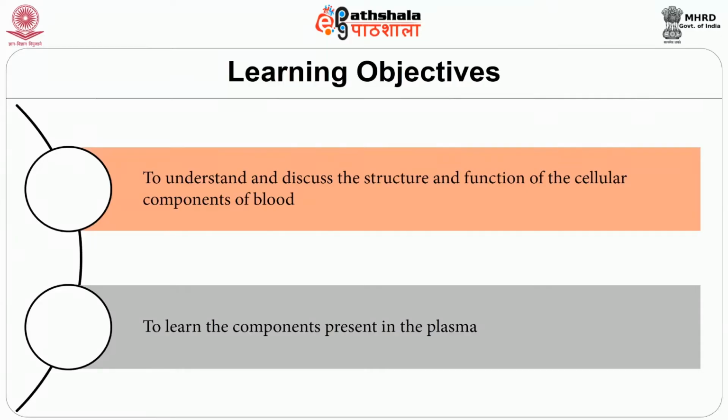This proportion is less in women, while it is greater in children, and it is gradually decreasing until the adult level is reached. The objectives of this lesson are, number 1, to understand and discuss the structure and functions of the cellular components of blood, and number 2, to learn the components that are present in the plasma.